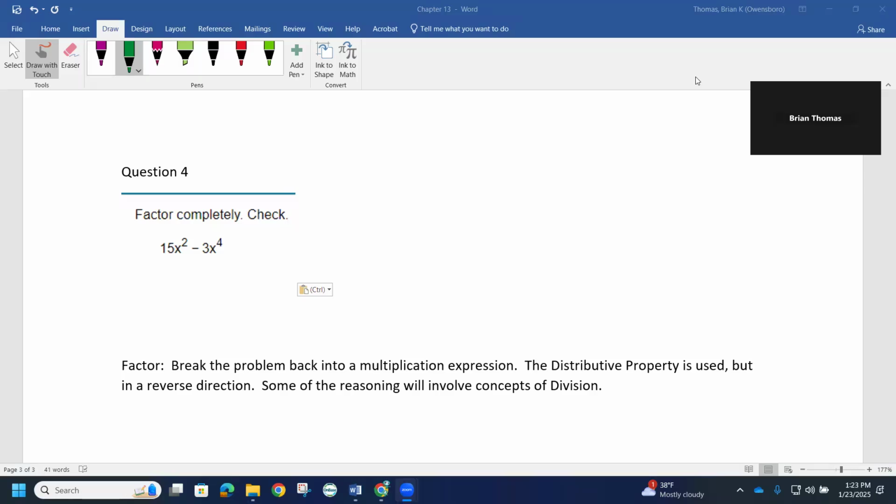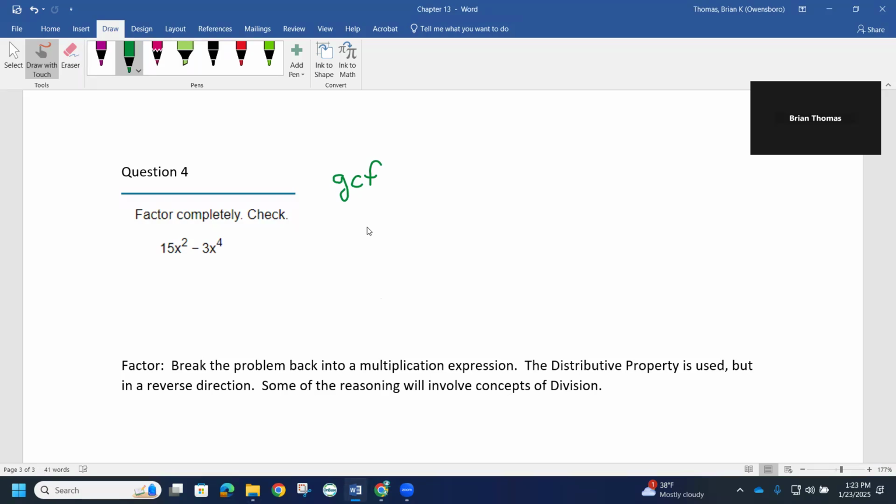So continue with factoring expressions. Like I said, factoring kind of is changing the problem back to a multiplication expression. And again, some of the concepts we're doing is how you see division. So what they want us to do is factor 15x squared minus 3x to the fourth. Well, the first thing we can do in factoring is identify what's called the greatest common factor.